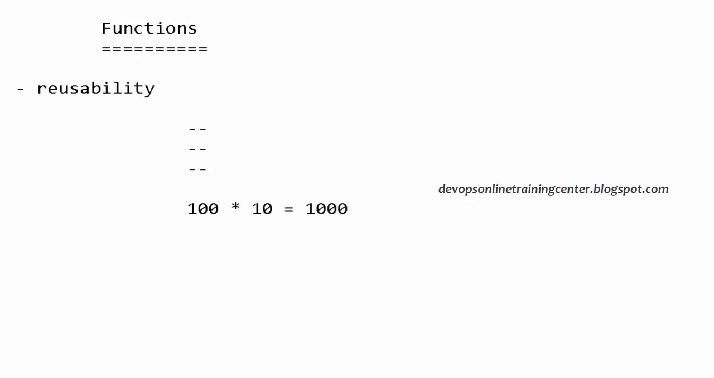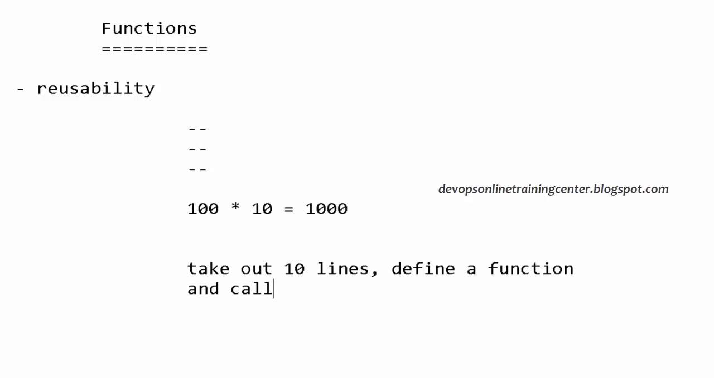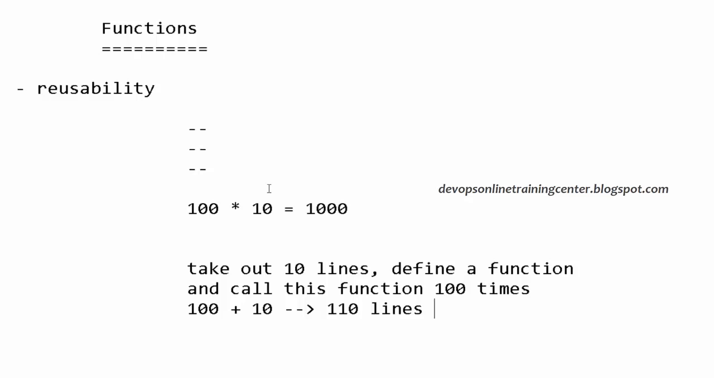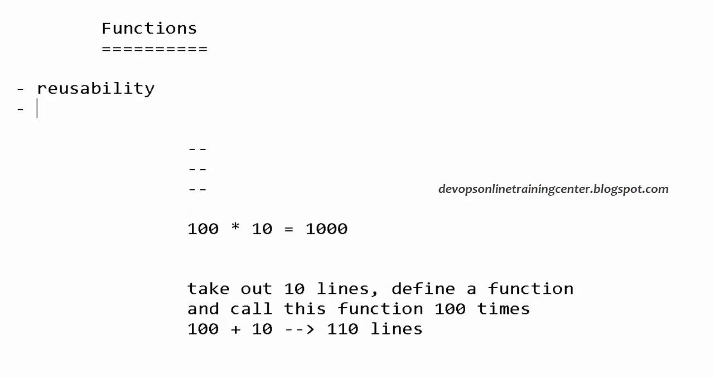So instead of that, what we can do is take out these 10 lines, define a function, and call this function 100 times. With a single line we can call the function, so that way 100 plus defining the function 10 lines, we only have 110 lines. Basically we are defining the function once and using it multiple times. That is what reusability is. We define once and use it multiple times.